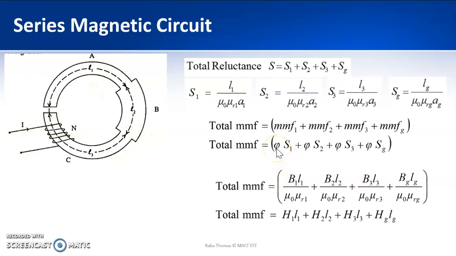So phi is nothing but A into B, and S is nothing but L divided by mu 0 mu r A. So effectively it is B L1 divided by mu 0 into mu r. In that way also you can represent it. Similarly, the total MMF can also be represented as H into L1, because B by mu 0 mu r is nothing but H. So H into L1 plus H2 into L2 plus H3 into L3 plus Hg into Lg. This is how you need to approach the problems.